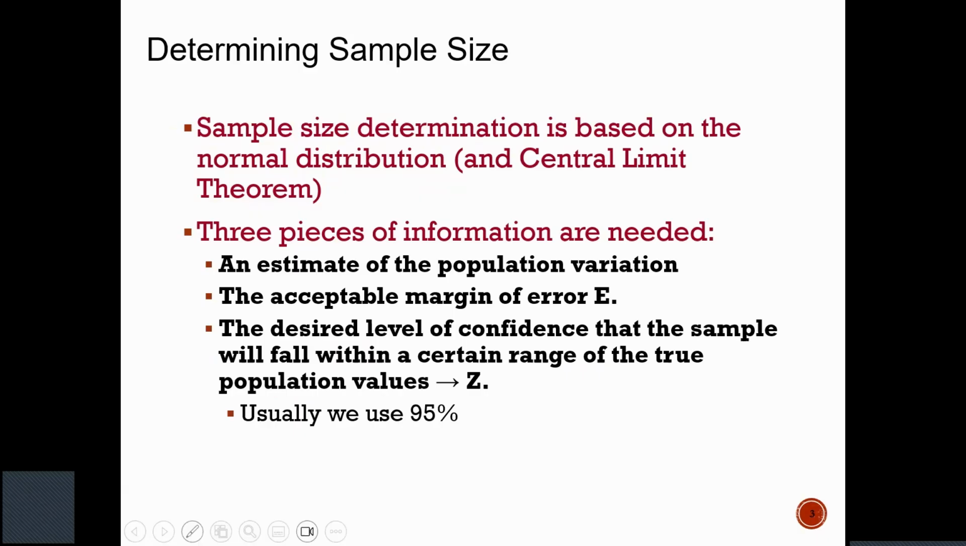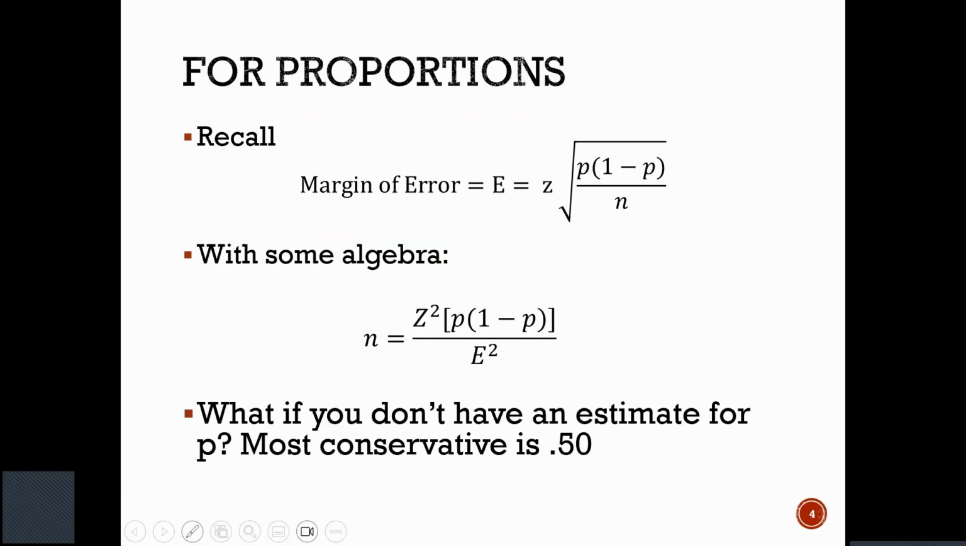So for proportions, we need three pieces of information. We need an estimate of the population variation. We need to know the acceptable margin of error. And remember, margin of error is everything after the plus minus in a confidence interval. And we need the desired level of confidence, that the sample will fall within a certain range. That's a z-value, and usually our level of confidence is 95%.